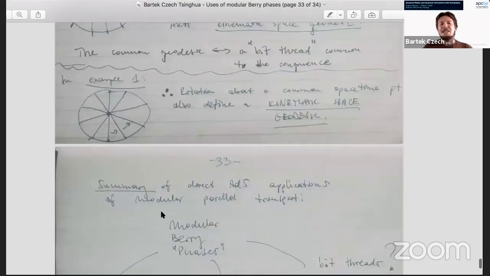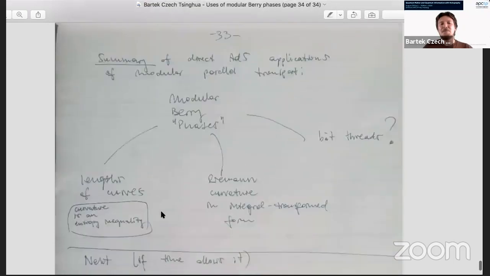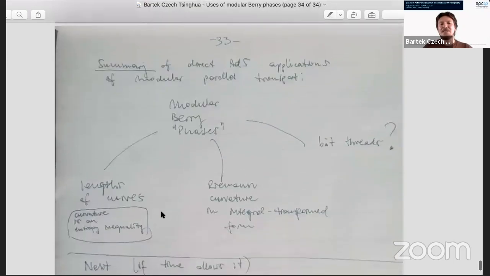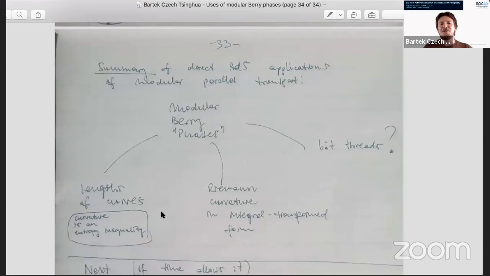Okay, and with that, I'm going to close. Here is some of the stuff that we have talked about, of what modular Berry phases can do for us in AdS/CFT. I'm sorry I haven't talked about the things outside of AdS/CFT that I was hoping to, but maybe in the next edition of the workshop I will.